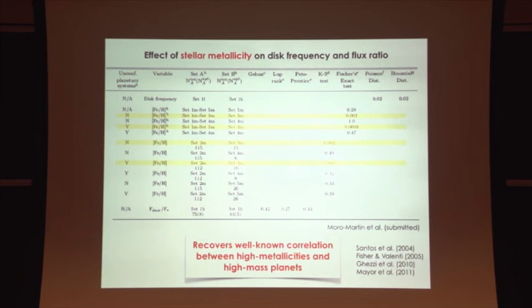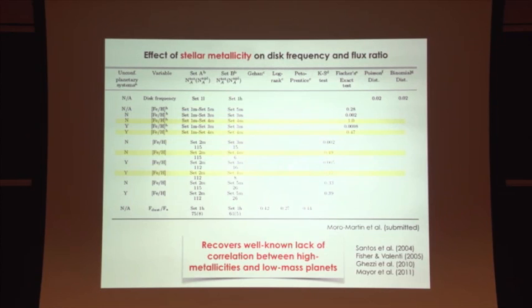And then when you look at the low mass planets, we don't see evidence of a correlation either. These numbers here are not low enough to claim that there is a correlation between high metallicities and low mass planets. So high mass planets are correlated with high stellar metallicities, but debris disks and planets are not.